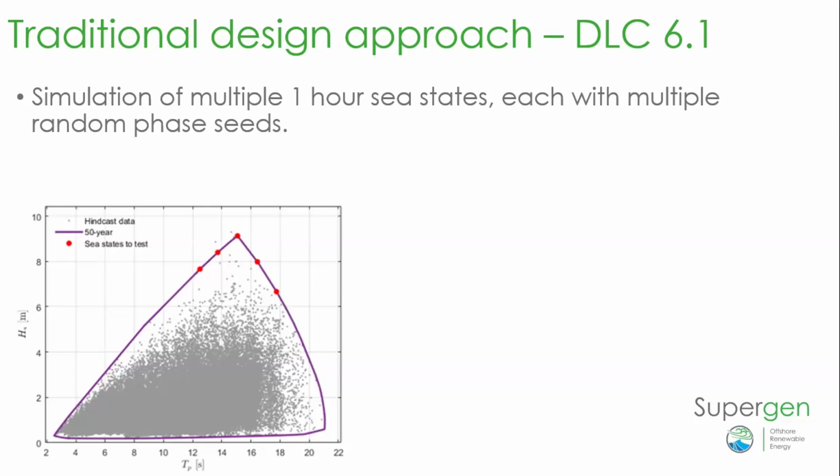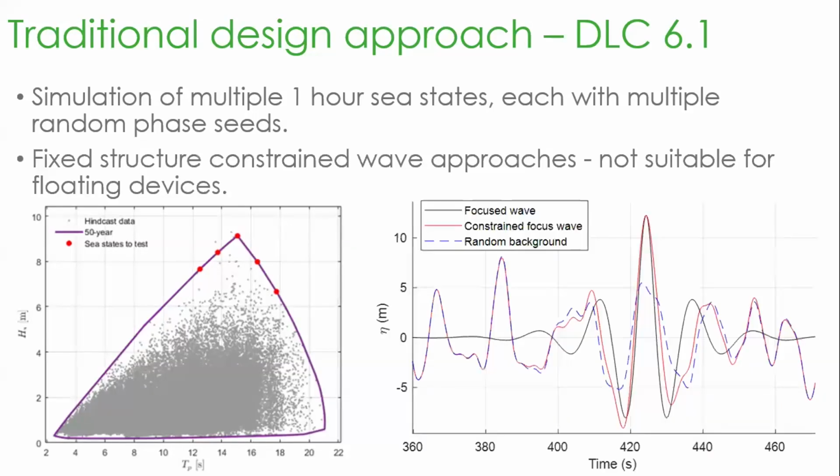Within the fixed offshore wind standards, they have a method, the constrained wave approach, where this can be avoided. Rather than using these 1 hour simulations, you can constrain a nonlinear regular wave or a NewWave, which is basically just the average shape of the largest wave you'd expect to occur for that sea state, into a short 10-minute random background. That's what this bottom right figure is now showing.